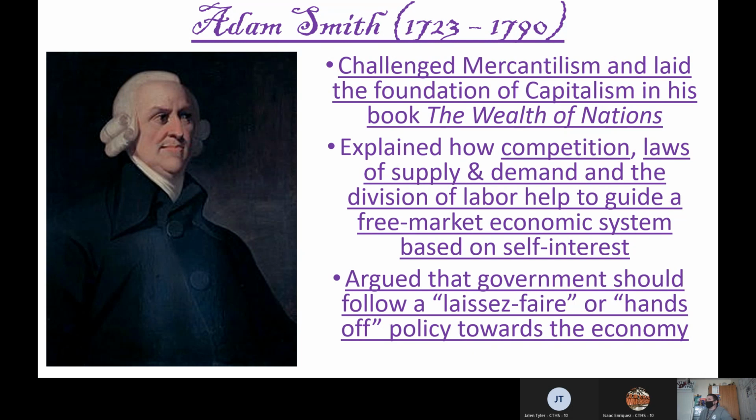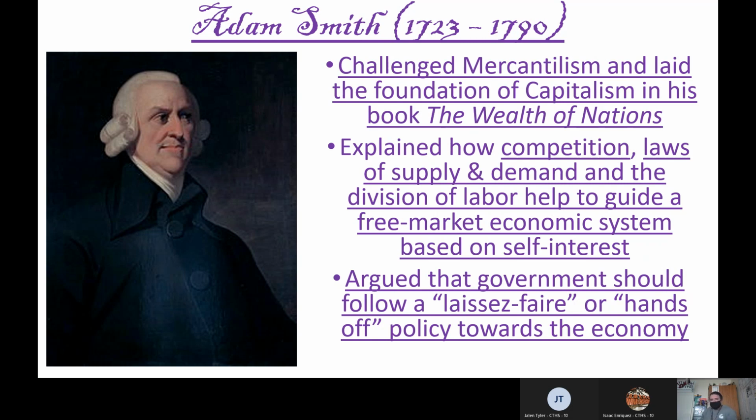He responds to that by laying the foundation for what will become capitalism. The economic philosophy that the United States adheres the most to. It's not pure anymore, but the most to. And he does this in a book called The Wealth of Nations. Real basics about capitalism, free enterprise, a market economy. They're all the same thing.